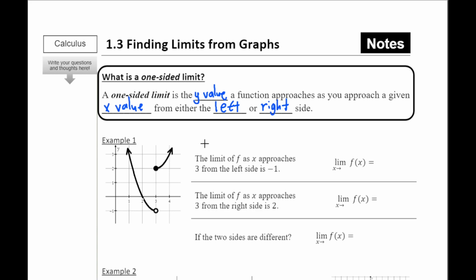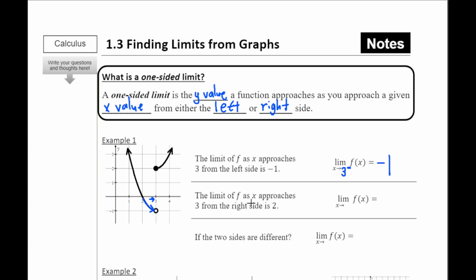If you look at the first example here, the limit of f as x approaches 3 from the left side is -1. So you see x is equal to 3 is right here. As you approach it from the left, which on the graph is right here, you see you're approaching a y value of -1. So the way you'd write it is limit as x approaches 3 from the left, you write that negative sign up there, is equal to -1.